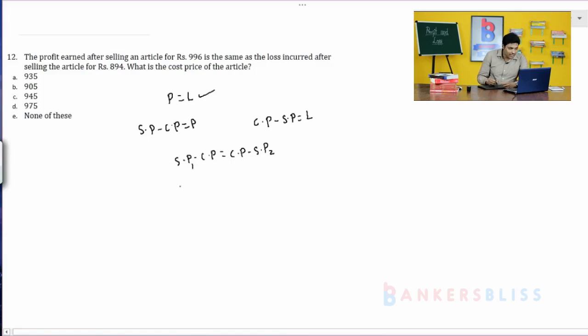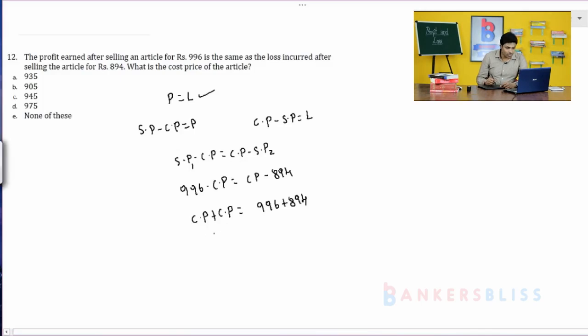So selling price 996 minus cost price is equal to cost price minus 894. Therefore, cost price plus cost price is equal to 996 plus 894. See, this step you remember. After this process, I am going to tell you the shortcut method where directly you will come to the last step of the problem.